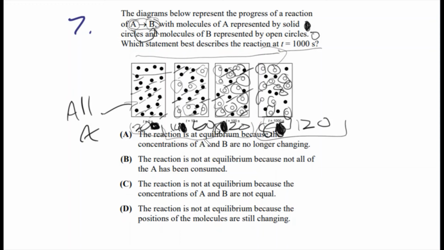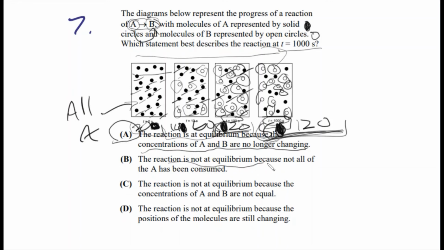The reaction is at equilibrium because the concentrations of A and B are no longer changing. Now this does seem right, because from t equals 100 seconds to t equals 1000 seconds, you can see that the concentrations are fairly the same. Because of that, the reaction has essentially stopped and the forward and backward reactions are equal. And that's what equilibrium means. It's when nothing is happening because the forward and backward rates are the same. So I have a feeling that A is the answer, but let's read the other choices.